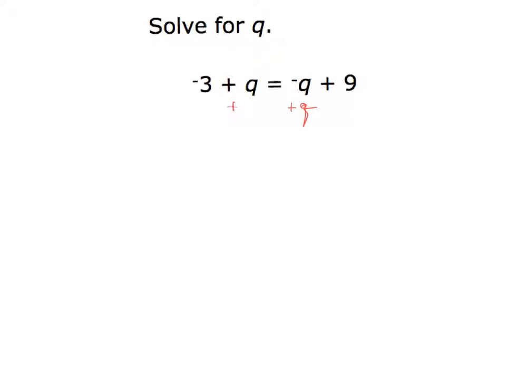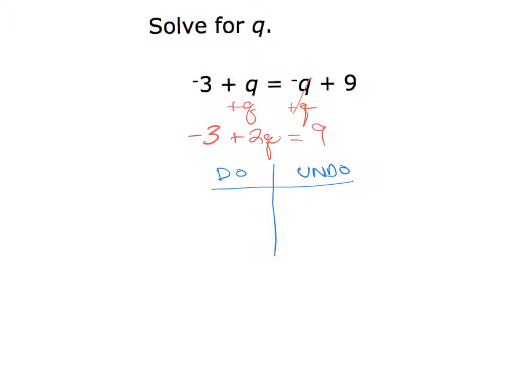And when I do that, they're not going to cancel out on the left. There's just going to be two of them now. So negative 3 plus q plus q is 2q. My q's are awful, I know. And then that equals 9. So now we're back to the do-undo situation. I've got to look at what happened to the variable, and I'm just going to undo it in reverse order. So we started with q, and then it was multiplied times 2, and then they added a negative 3 on top of that to get an answer of 9.